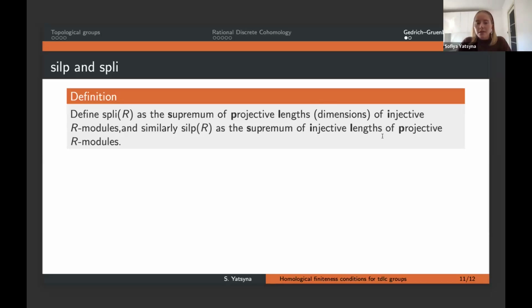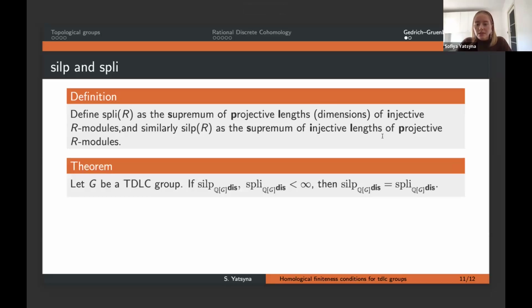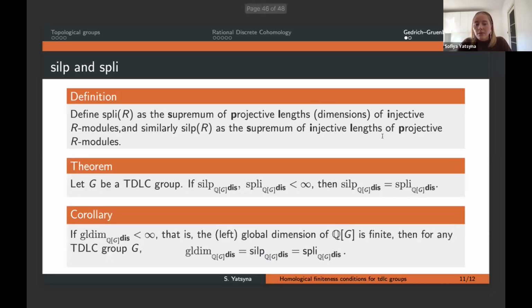So where do I look at these? With our TDLC groups. If we have a TDLC group, I've actually shown that if both silp and spli are finite, then they are equal. This was also shown over the general group ring and over the ring for discrete cohomology, defined and shown by Gedrich and Gruenberg. A corollary that falls out of this is that if the global dimension of our category is finite, then it is also equal to silp and spli in this group.